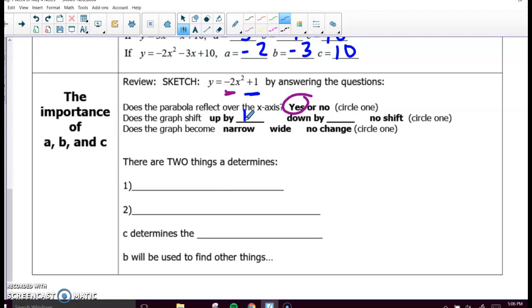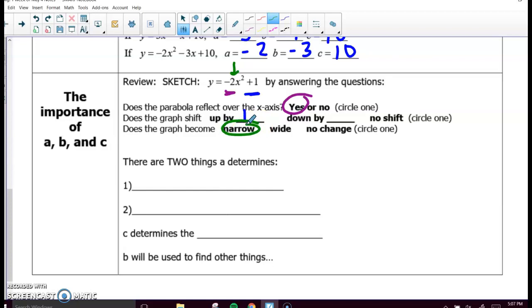Does the graph become more narrow, wide, or no change? For this, I'm going to take a look at the number in front of my x squared. I don't worry about the negative, but I take a look at the number. Because it is 2, because it is something greater than 1, my graph is going to be more narrow.